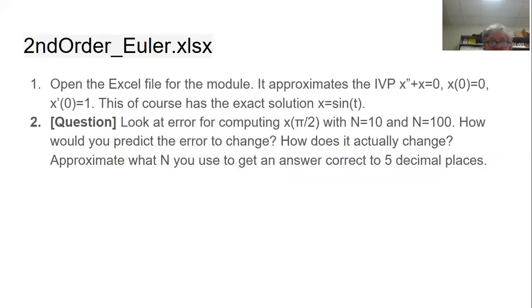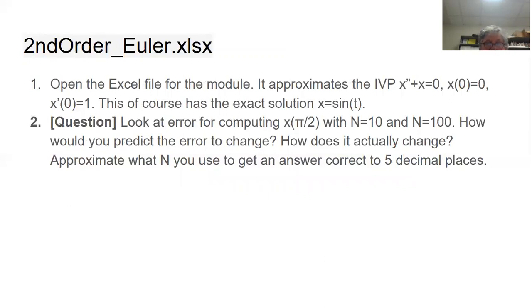So if you go to the Excel file that I did for the module, it approximates the IVP x double prime plus x equals 0, which we know the solution of that is going to be sine or cosine. And if we have the initial conditions, x naught equals 0 and x prime naught equals 1, then that, of course, is sine of t. Okay, so have a look and play around with that.